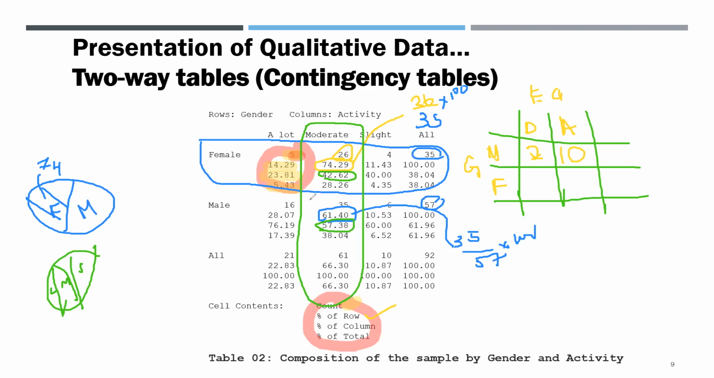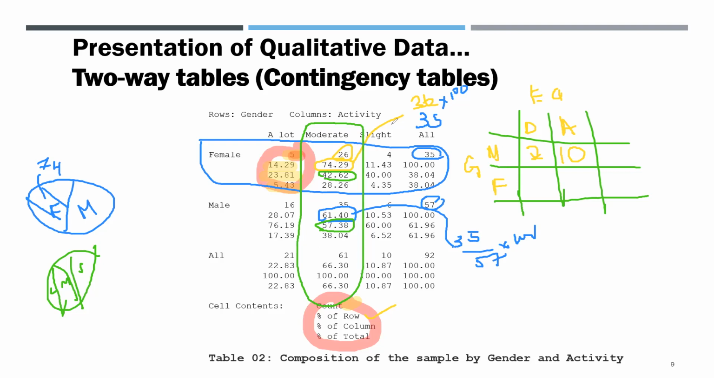When you are giving interpretations, don't just tell these percentage values. Anyone can see those values. You have to say something else, something more. Okay, so these are the column percentages.